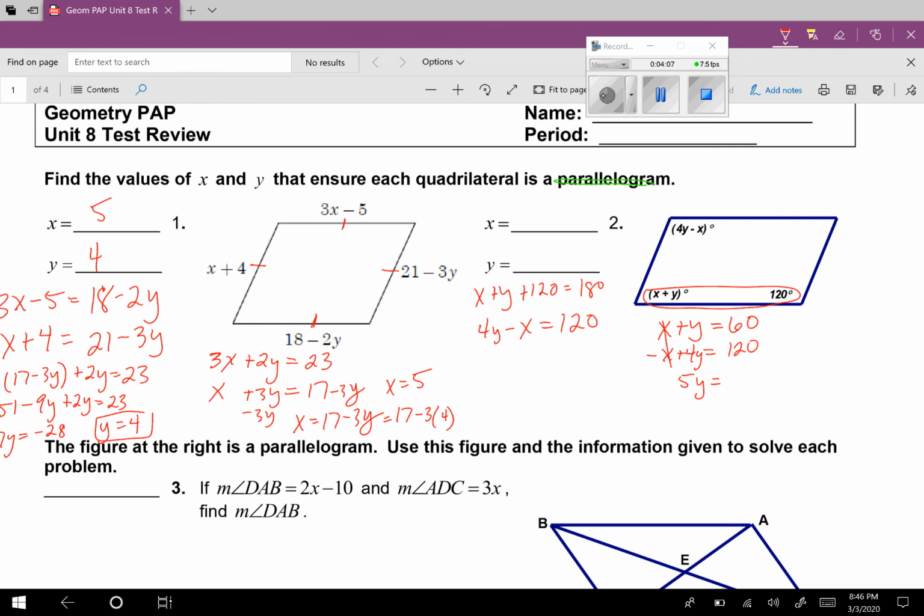So I have 5y, and now I have 120 plus 60, which is 180. Okay, and divide that by 5. So y is 36. And then now, in order to find x, all I have to do, I can plug in this one here. X plus 36 is equal to 60. So we have to do 60 minus 36, and so x is 24.